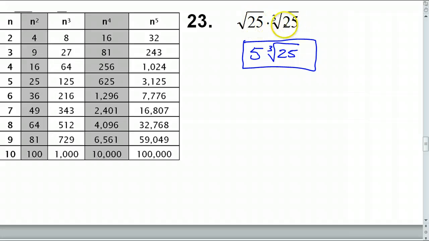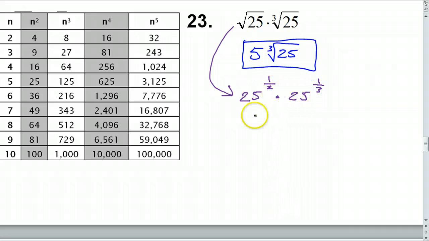Because these are both 25s, that means the bases are the same. So I could have rewritten these in exponent form. So I could have had 25 to the 1/2 power times 25 to the 1/3 power. Okay, so I could put these together by adding these powers. So I could have had 25, and then I could have added 1/2 plus 1/3.